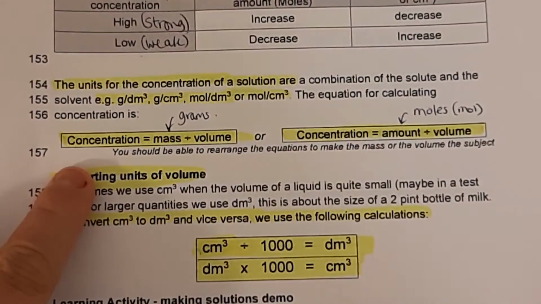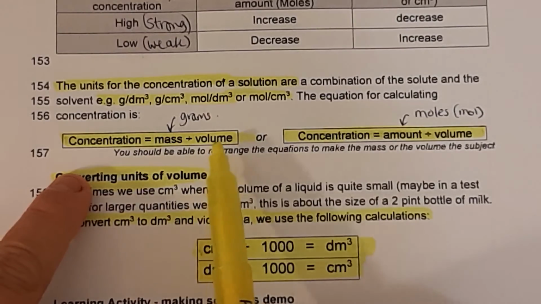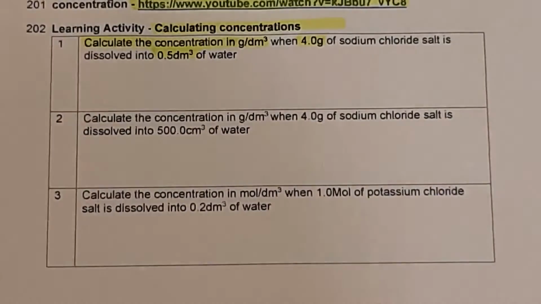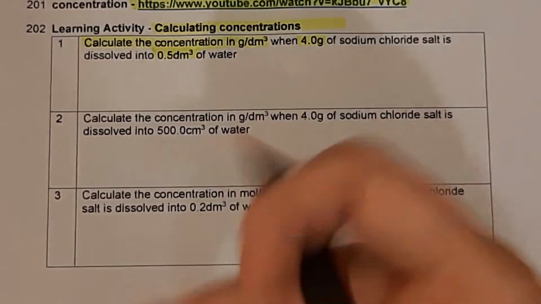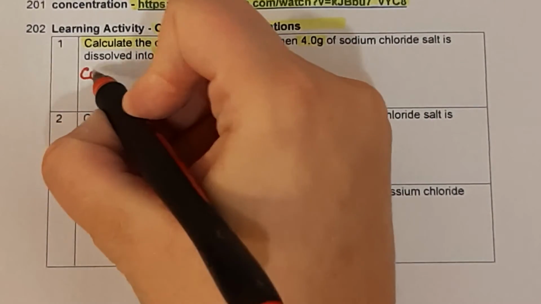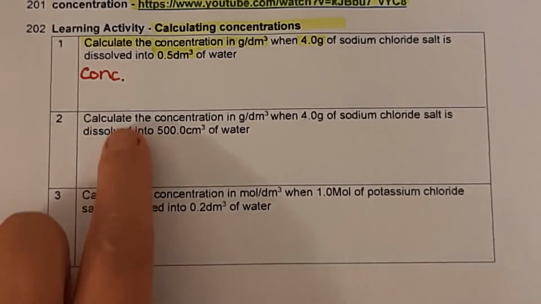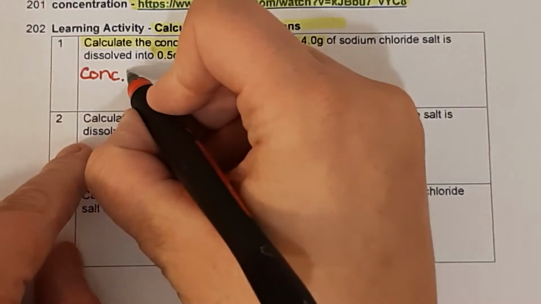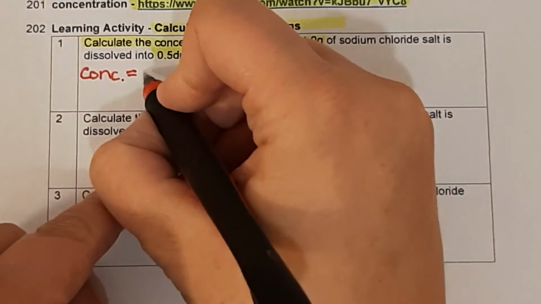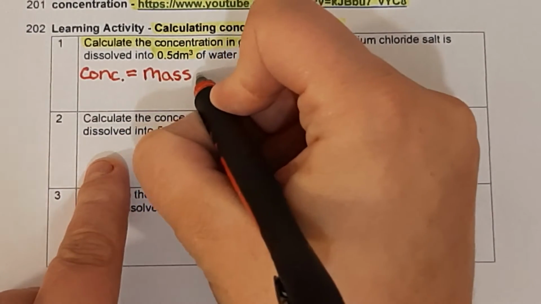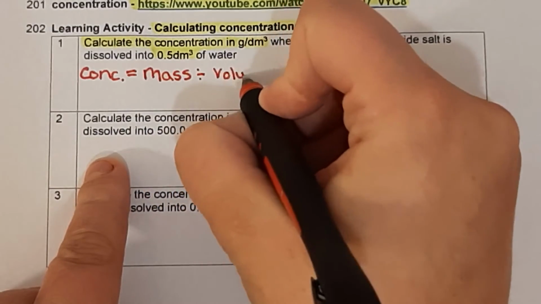We need the equation for concentration, and that equation is back on page 24. So here's the equation. Concentration is mass divided by volume, or concentration is amount divided by volume. Well, we have a mass in grams, so we shall write this out. I'm going to use red just to help you so you can see it better. I'm going to use the shorthand conc, C-O-N-C, with a dot to indicate concentration, and it prevents me having to write the whole thing out, and it's allowed to be used like this in science lessons. So concentration equals mass divided by volume.